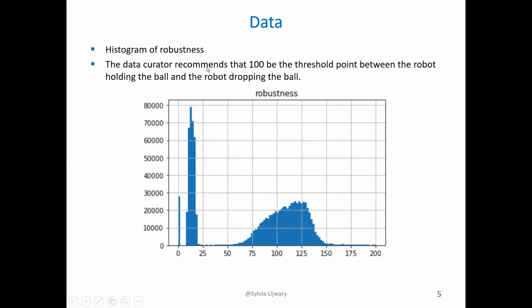So the data curator recommended that 100 be the threshold point between where the robot is holding the ball and the robot is dropping the ball, which doesn't completely make sense to me. It seems to me that 50 would make a better threshold point. But I assume he knows what he's doing, so we ended up using 100 for the threshold point throughout the experiments. I actually did end up trying to use 50, and what happens is the accuracies of the models actually goes up like crazy. I get 99% accuracy. I'm still not sure why. But anyway, we're using 100 for the threshold.